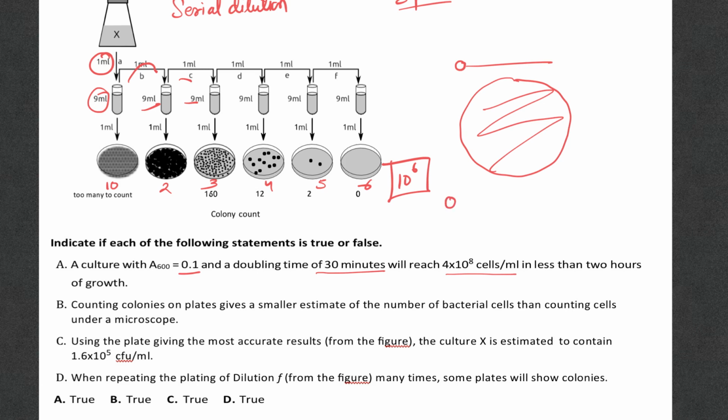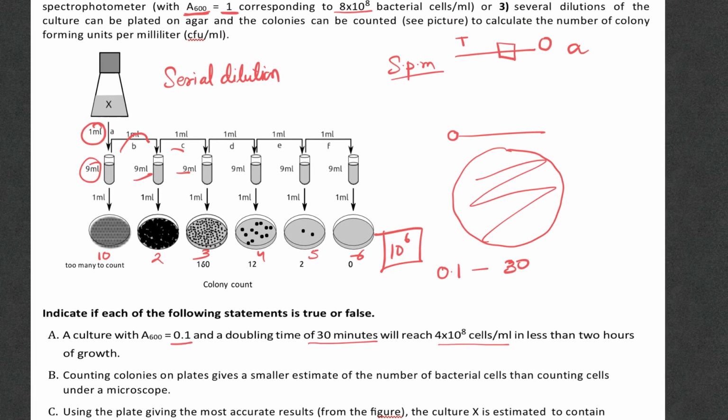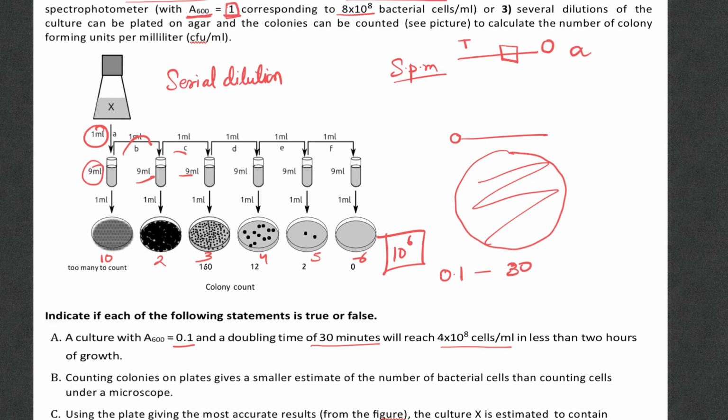So 0.1 is what we have at the start. Okay, and if we have an absorbance of 1, that will be equal to 8 times 10 to the power 8. Now the bacteria would double again at 60 minutes, so we'll have 0.2 absorbance. Once again, the bacteria will double, so at 1 hour 30 minutes we can have the absorbance of 0.4. And once again, the bacteria will double at 2 hours, and at that time we'll have the absorbance of 0.8.